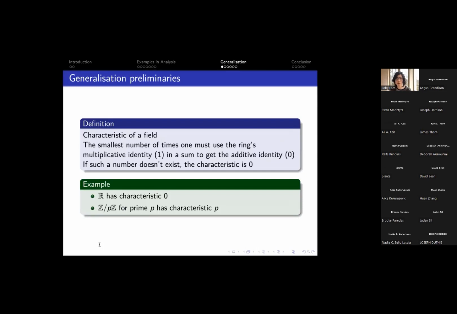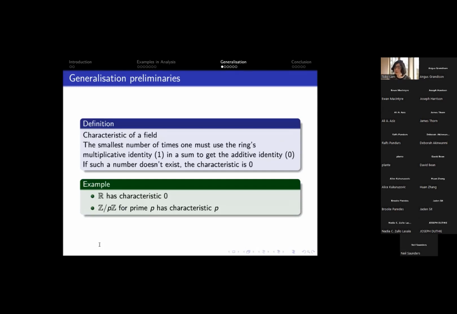So we're going to define the characteristic of a field. A field is something where you can sum elements up, and there are additive inverses, and there are multiplicative inverses. And the classic examples are the real numbers, the complex numbers, etc.